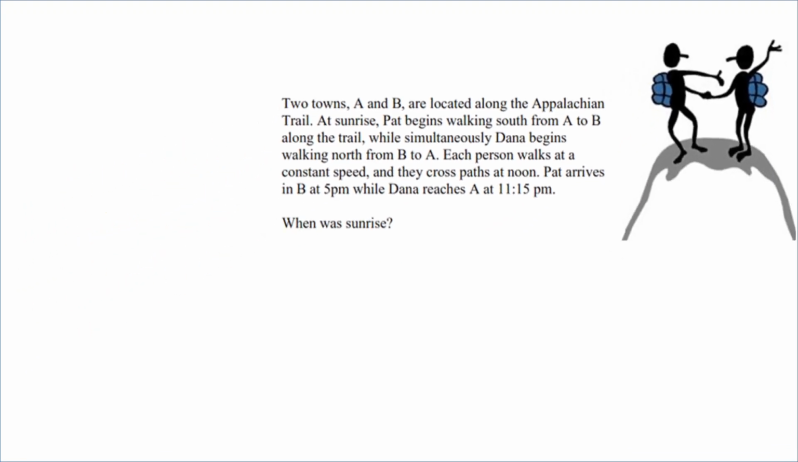I'm going to solve it this way. First I'll begin by drawing a little diagram. We have point A and we have point B. B is directly south of A. Next, we have Pat and Dana. Pat starts at A and travels south. Dana starts at B and travels north. They are at the same place at noontime.